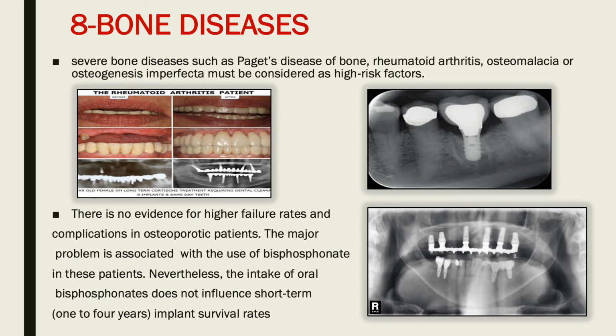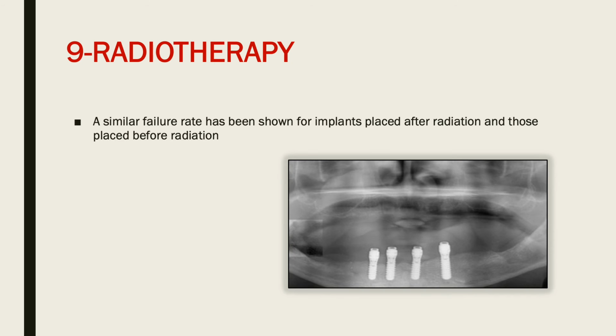Bone disease. Severe bone disease such as Paget's disease of bone, rheumatoid arthritis, osteomalacia, and osteogenesis imperfecta has been considered a high risk factor. There is no evidence for higher failure rate and complications in osteoporotic patients. The major problem is associated with the use of bisphosphonate in these patients. Nevertheless, the intake of oral bisphosphonate does not influence short-term implant survival rates. Radiotherapy: a similar failure rate has been shown for implants placed after radiation and those placed before radiation.